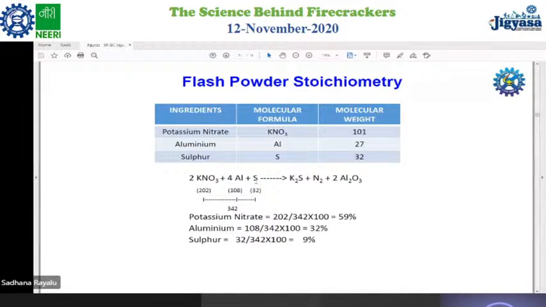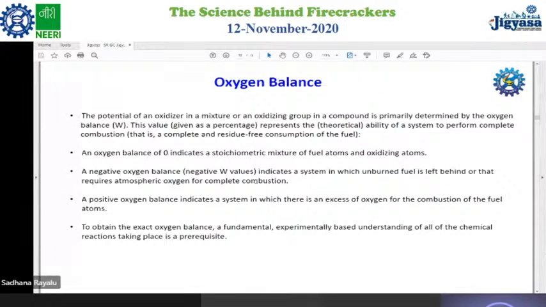That is a beautiful chemistry. There's a beautiful science existing in this, which got ignored over a period of time, and because of this it led to the burning issue, environmental issues. Okay, very important again, oxygen balance.